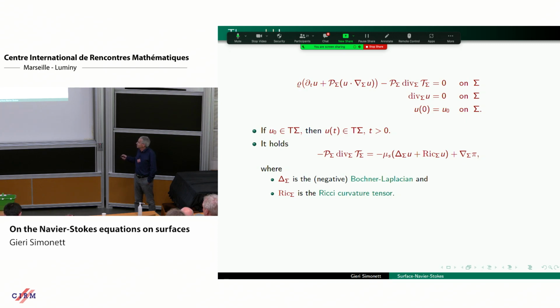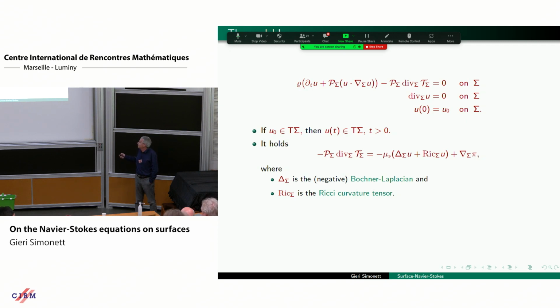And this one, if you write it in this way, is the so-called Bochner Laplacian. Again, we have to be careful if you're on a manifold or on a surface. That's not the only candidate that you can apply, and I will give you another candidate that usually shows up. And again, the Ricci curvature.